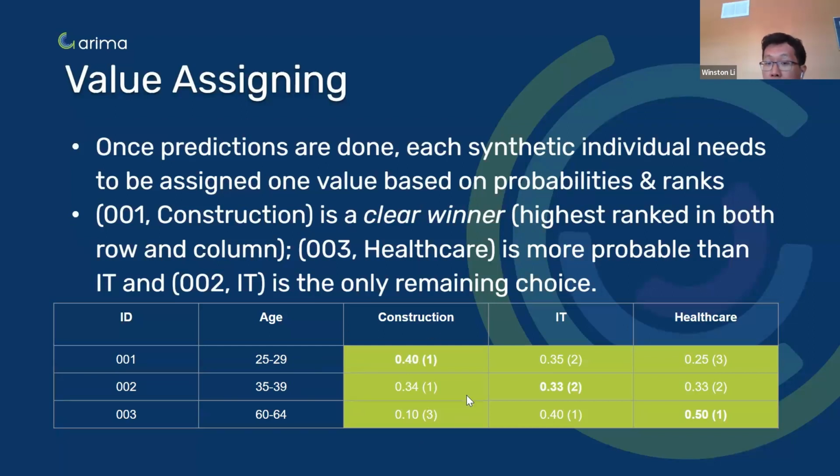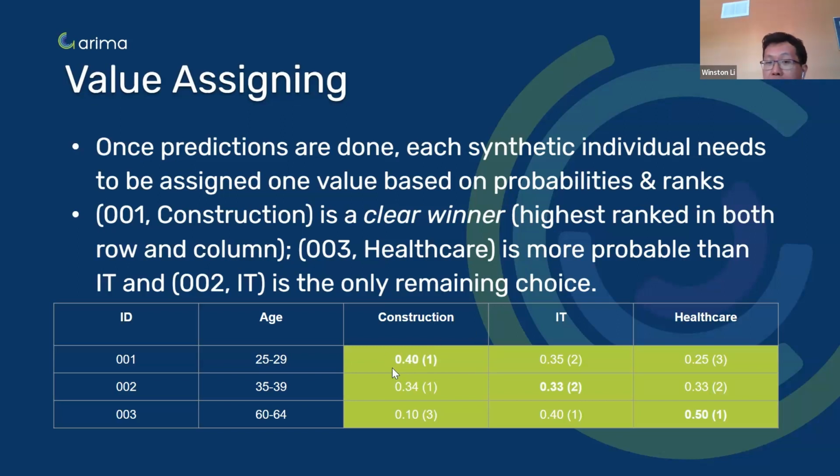Similarly, we can see of the 3 people in this postal code, this person is also the most likely guy to be a construction worker, with 40% and the other 2 being 34% and 10%. So this person is a clear winner. He is both the most likely person to be a construction worker, and of all 3 professions he has, construction worker is also the most likely profession of the 3.